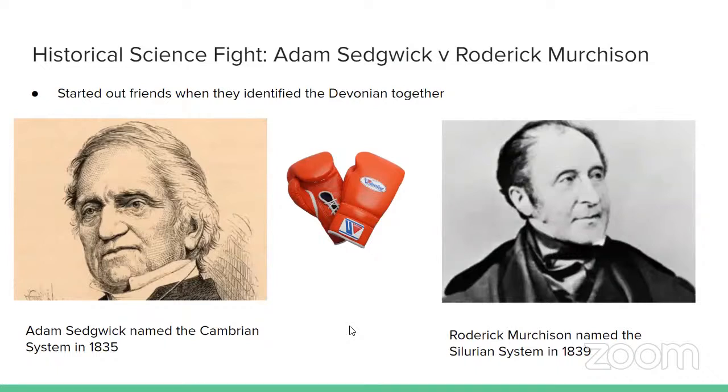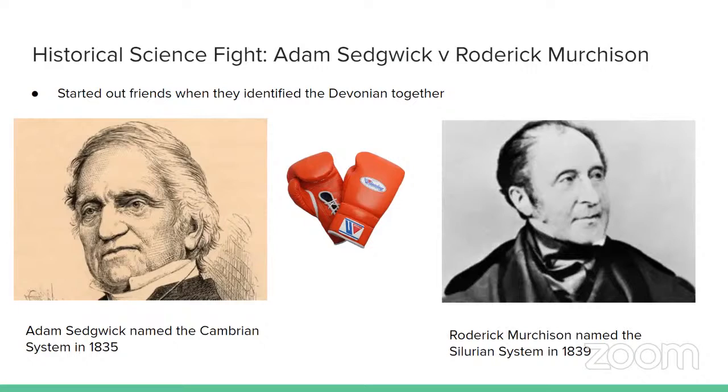My favorite thing about the Ordovician is actually not an organism specifically in the Ordovician, but why it exists in the first place as a system, as a geologic time period. Back in the 1800s, there were these two guys, Adam Sedgwick and Roderick Murchison, and essentially the Ordovician exists because they had an enormous fight.